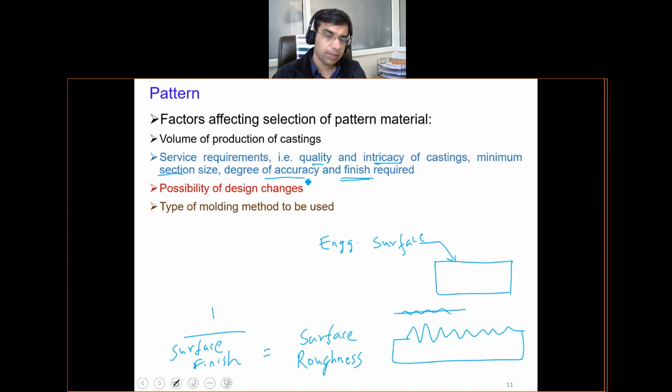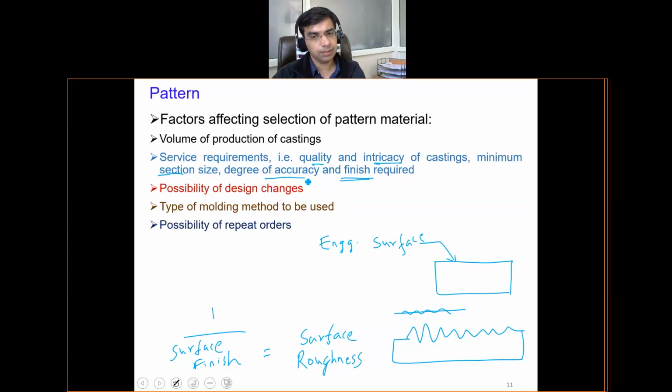Then the type of molding method to be used. There are different types of molding methods, manual molding or automatic molding. Depending on that, the selection of the pattern material has to be done. Generally in automatic molding, we need a very robust, very rigid type of pattern material. Even with handling by machinery, the dimensions and surface quality should not degrade.